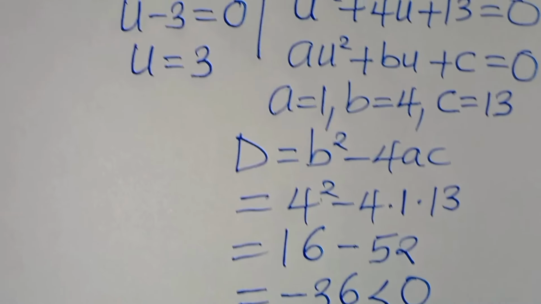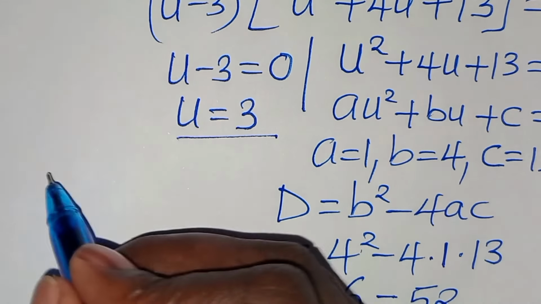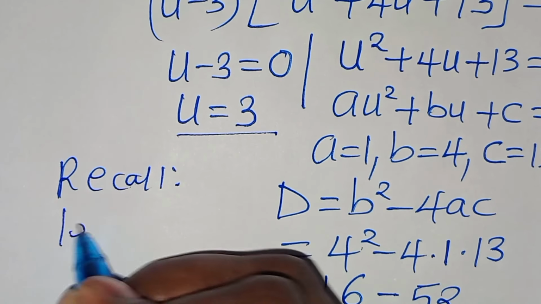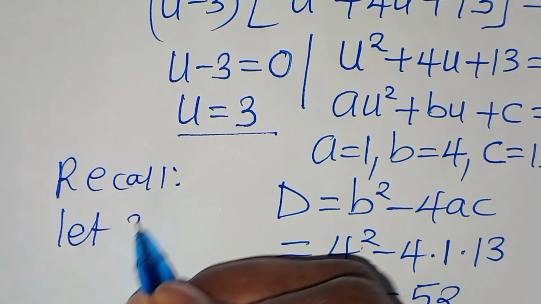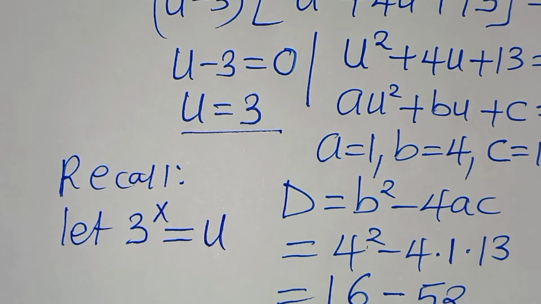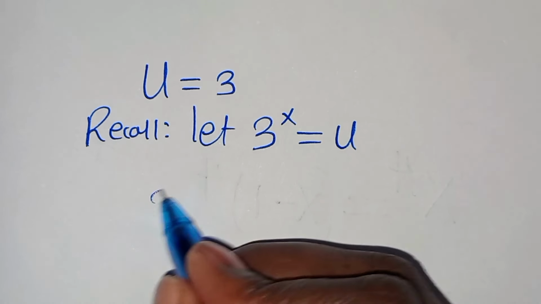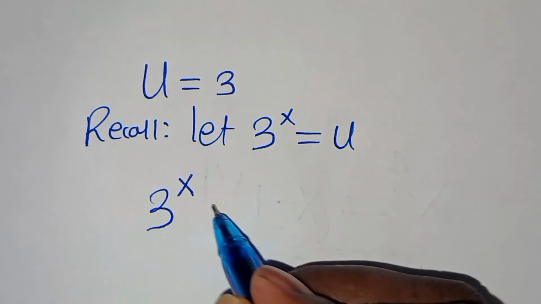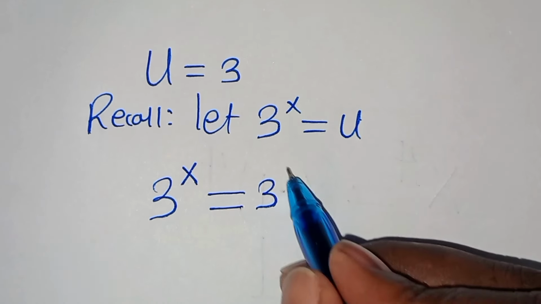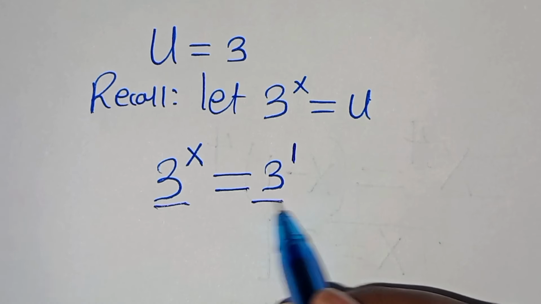Now let's focus on u, which is equal to 3. If you recall, we are saying that let 3 to the power of x be equal to u. So this means that 3 to the power of x, this is equal to u, which is equal to 3. 3 is raised to the power of 1, and that means that the bases are common here.